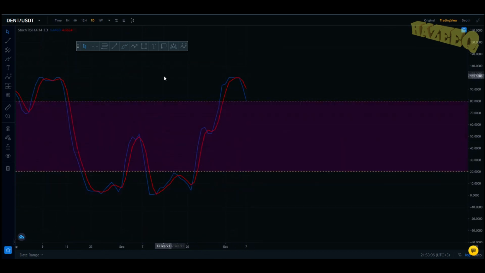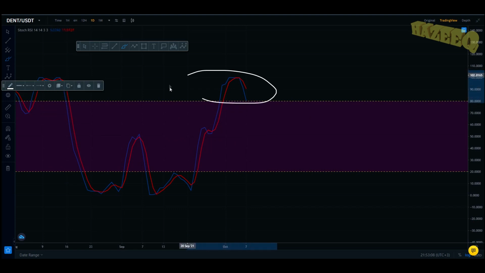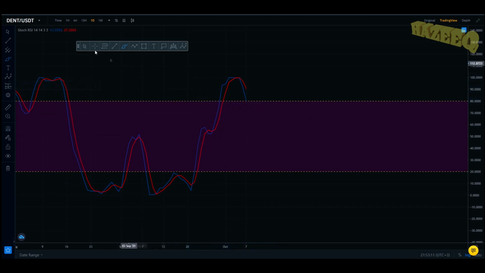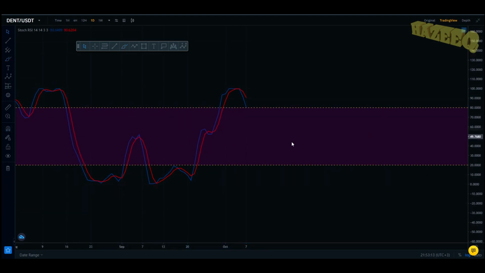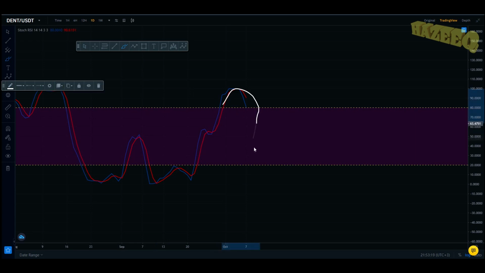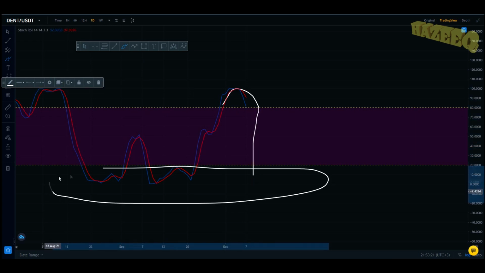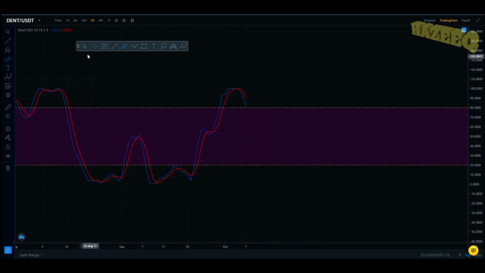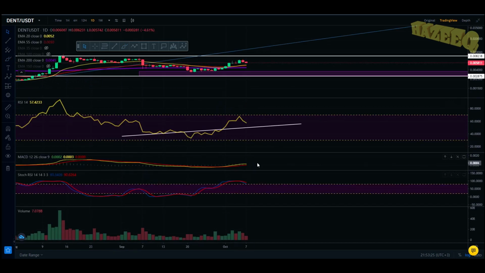Next up, the stochastic RSI on the daily is showing us overbought, so potentially you should have been selling when we had that initial pump, because Dent has been doing very well. And if you want to get back into the project, you want to wait until the stochastic RSI comes back down to the oversold on the daily, okay? You have to keep that in mind. The stochastic RSI is a very good indicator.